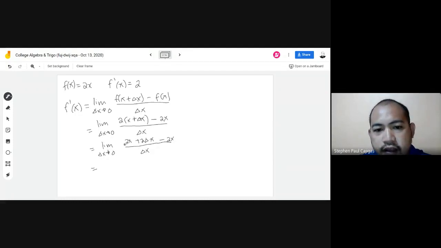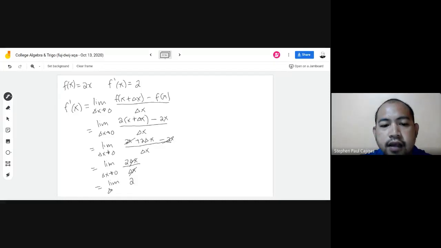So, simplify: the 2x cancels. What we will have is 2 delta x all over delta x as delta x approaches 0. The delta x cancels. So what we are left with is the limit of 2 as delta x approaches 0.